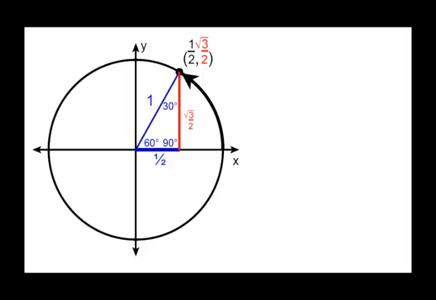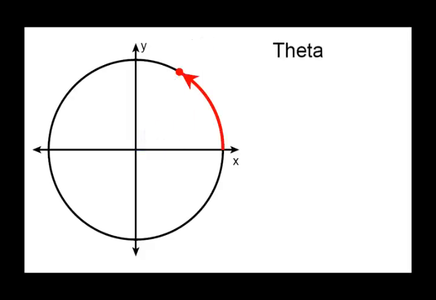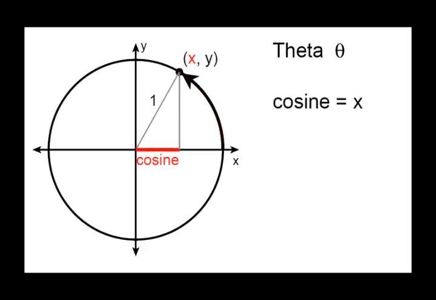In trigonometry, we give these values names. We already know that the distance we travel around the circle is called theta. We represent that with the Greek letter theta. When the radius of the circle is 1, we call the x value of the point on the circle the cosine. We call the y value the sine, and we write it like this.